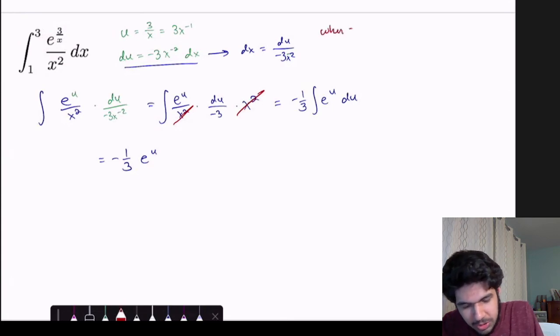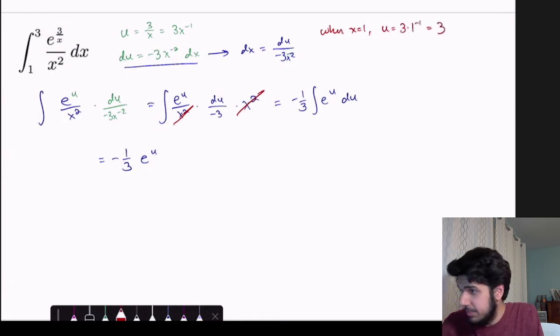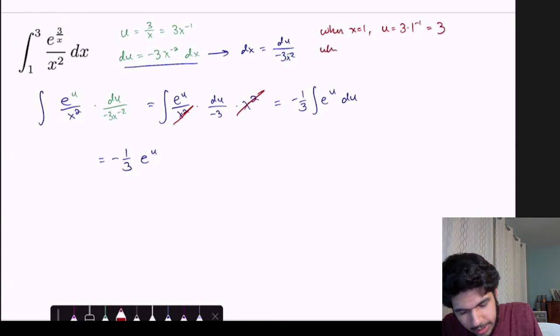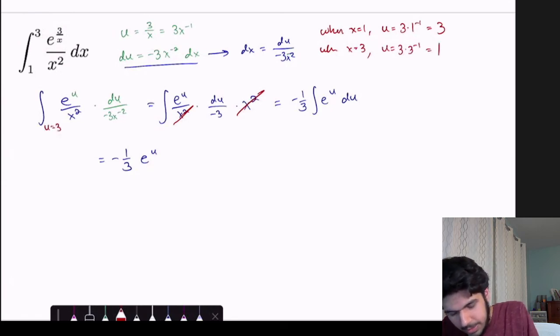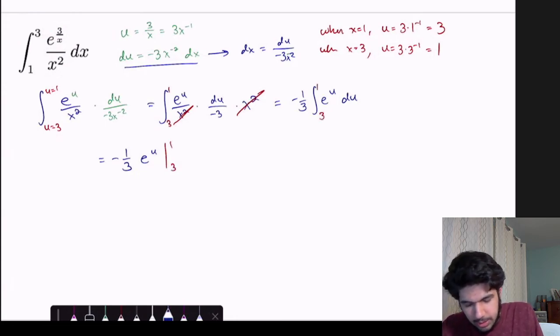When x equals 1, u equals 3 times 1 to the negative 1, which is equal to 3. And when x equals 3, u equals 3 times 3 to the negative 1, which is equal to 1. So our bottom limit is 3, and our top limit is 1. So we'll be evaluating this from 1 down to 3. Let me just rewrite the limits here. And now we can use our fundamental theorem of calculus.